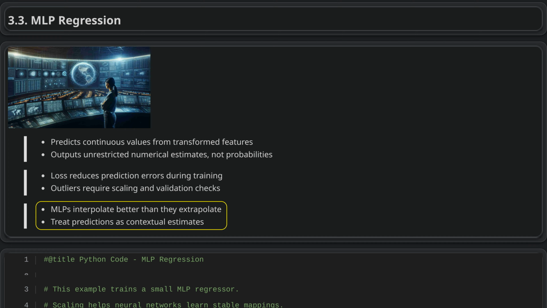Its hidden layers can capture complex relationships, but they do not guarantee common sense or accuracy in unfamiliar situations. Always judge predictions in context by checking whether the inputs are realistic and whether the model performs consistently across different datasets.